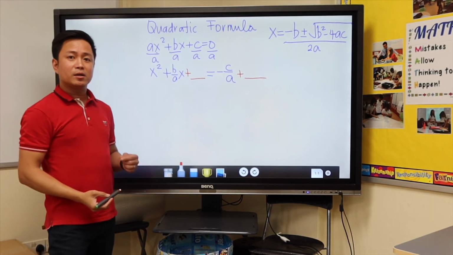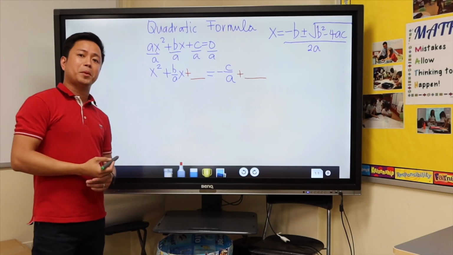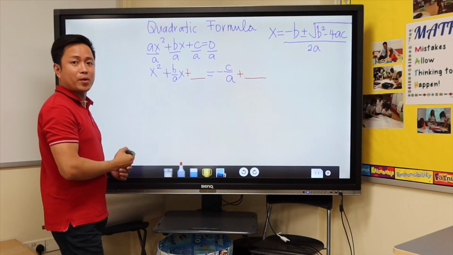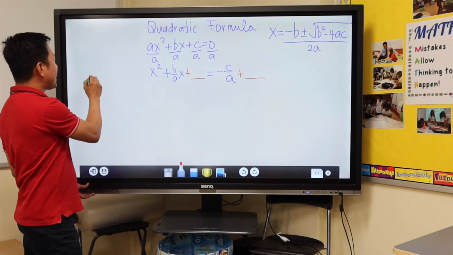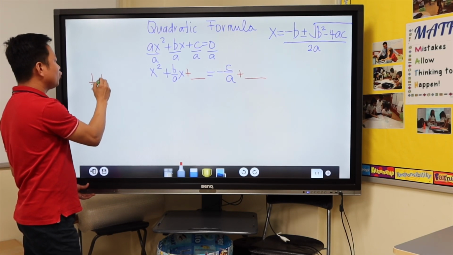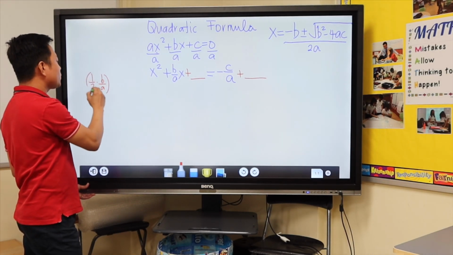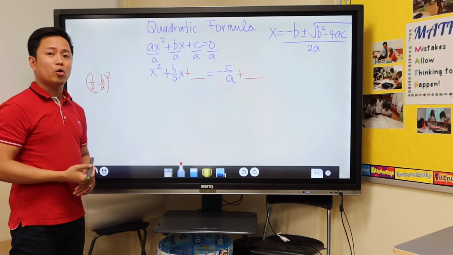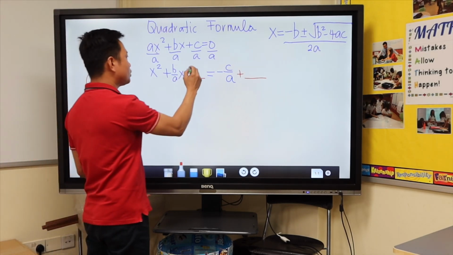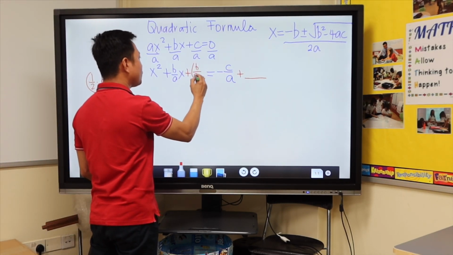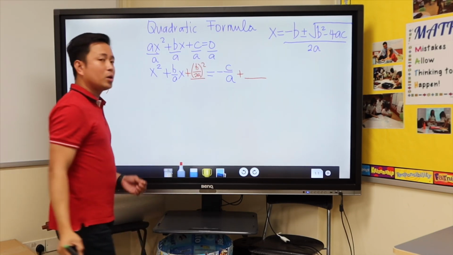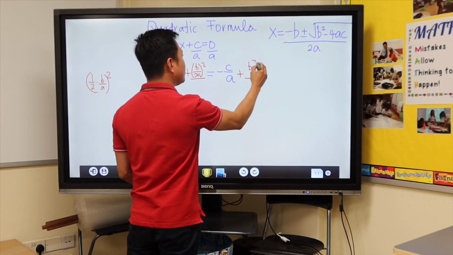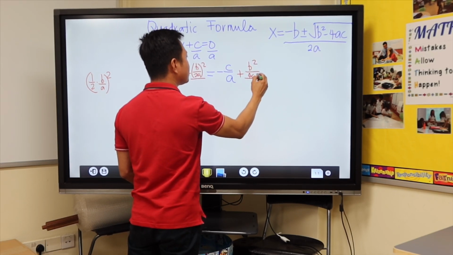And again, if we recall the method in completing the square, we need to get half of b over a and then square it. Which means that becomes now b squared over 4a squared, which is b over 2a to the second power. That b over 2a to the second power is the same thing as b squared all over 4a squared.